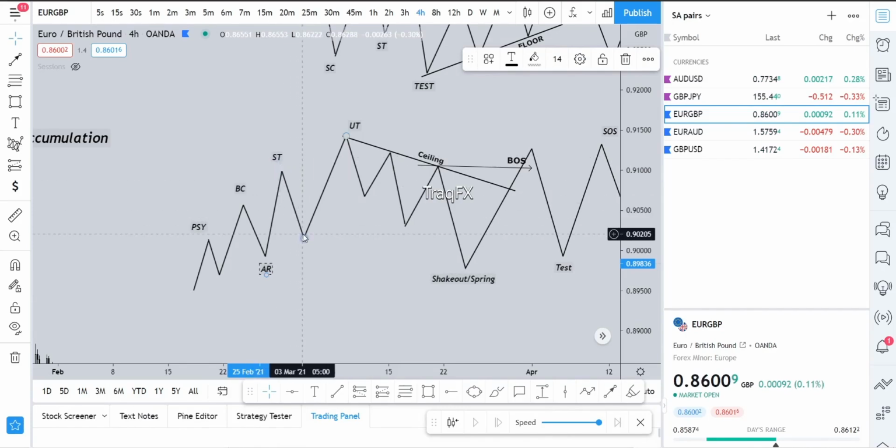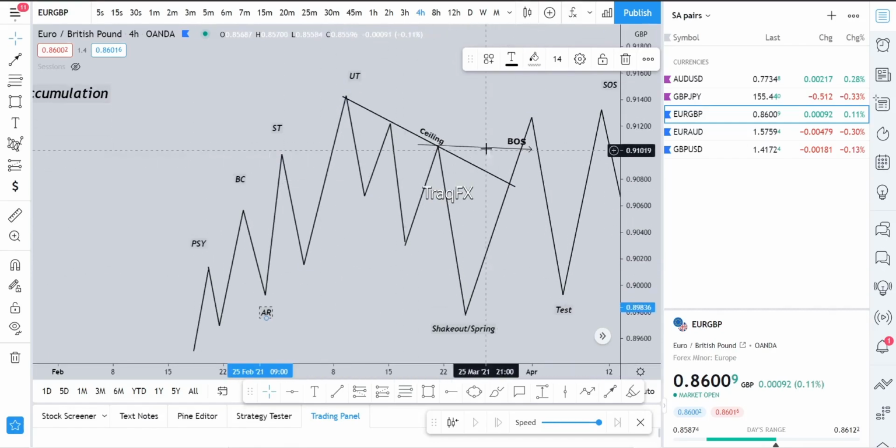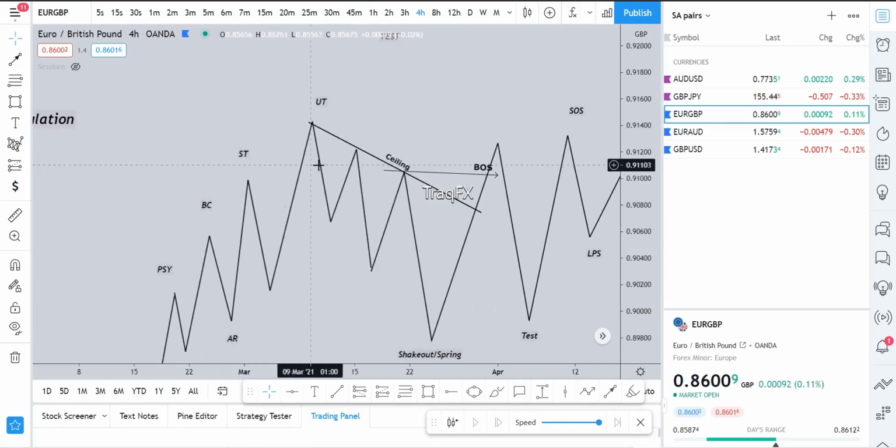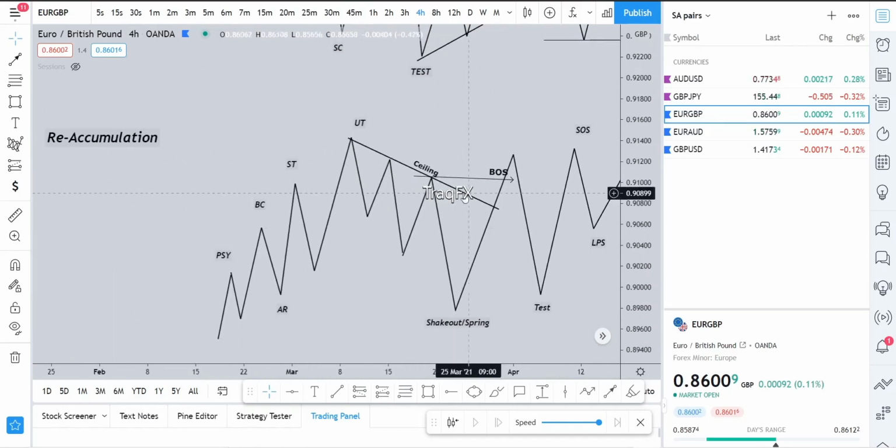Price will come down, retrace, expand one more time to form the upthrust. Now this is where we begin to see the difference between a distribution and a reaccumulation, because this trend line or the ceiling will begin to form. Right, we'll see a rally towards the downside, lows, lower high, low, lower high.